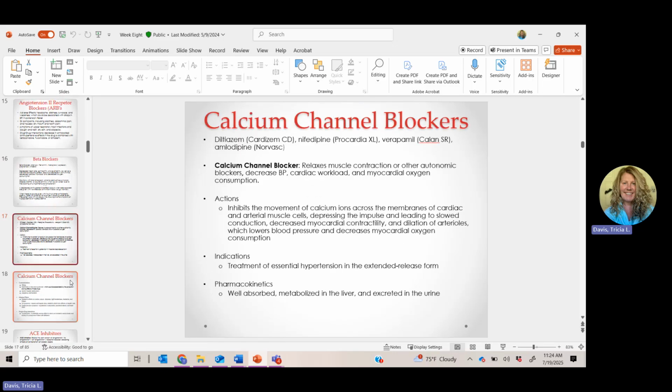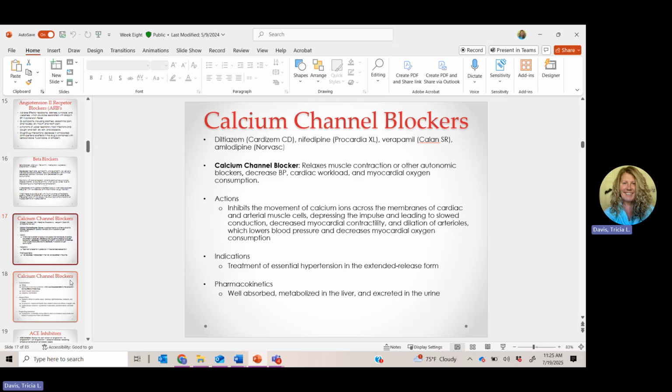Our calcium channel blockers, this is going to be our diltiazem, nifedipine, verapamil, or amlodipine. These medications work by relaxing the muscle contraction of the heart. They decrease blood pressure, they decrease the workload of the heart, and they improve the amount of oxygen consumption, okay? How does it work? It inhibits the movement of calcium ions across our membranes, okay, in our cardiac muscle cells.